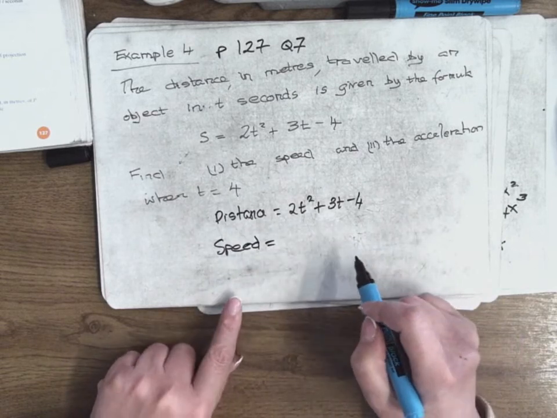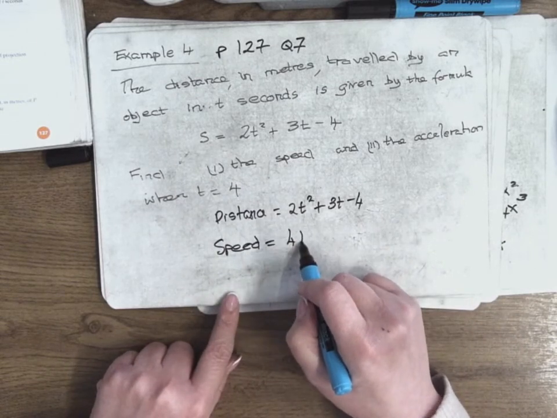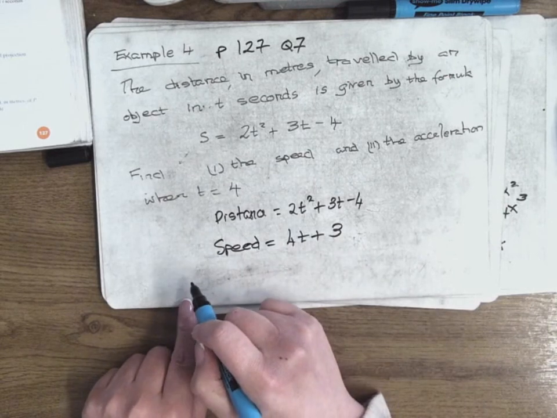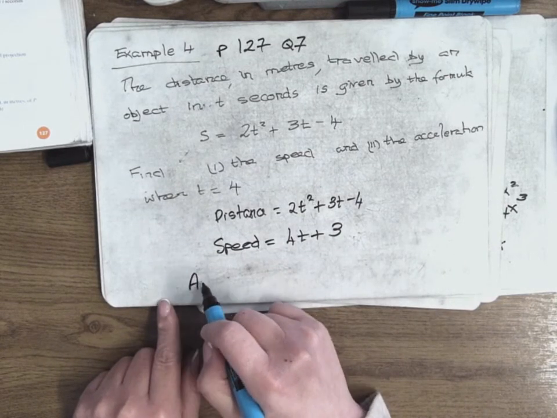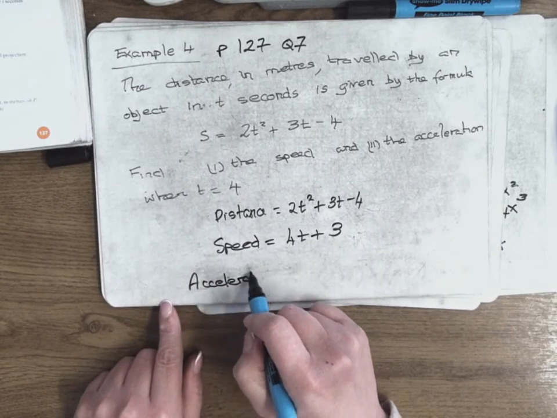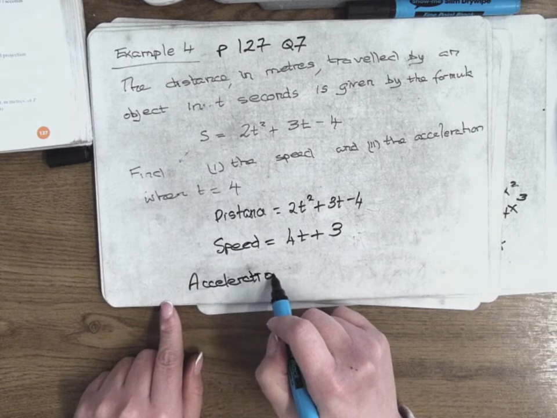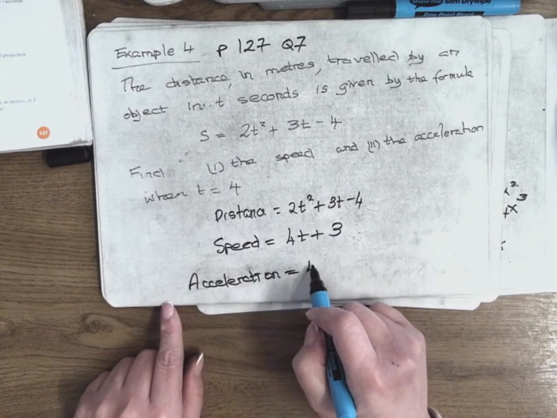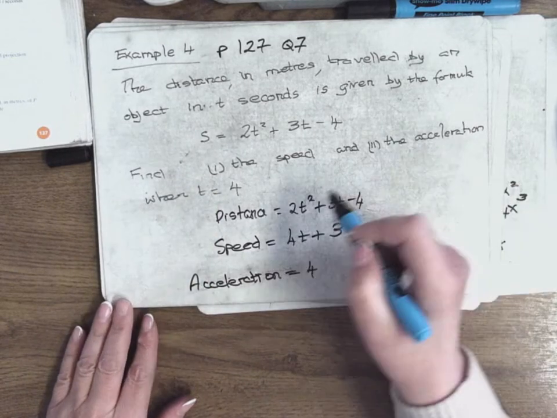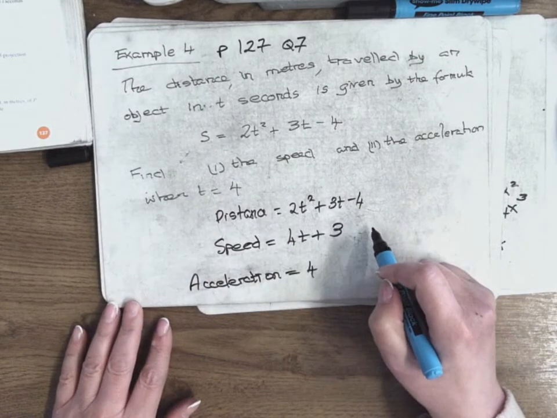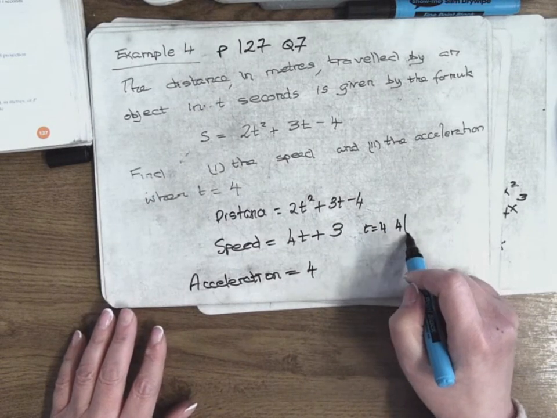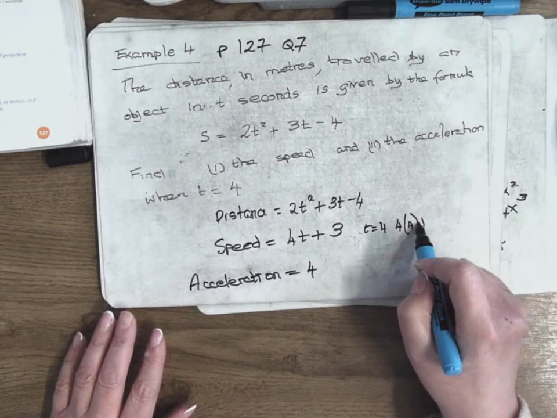And what do I get when I differentiate? 4t plus 3. Then differentiate speed, and you get acceleration. So differentiate again and you'll get 4. They said find 1, the speed, and 2, the acceleration when t equals 4. So the speed when t equals 4 equals 4 times 4 plus 3, which is equal to 19.